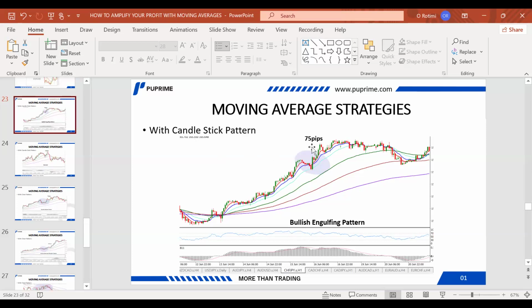Now we want to combine the moving average with a candlestick pattern. You can see the place that is highlighted blue. The moving average here is giving us an overview of the general trend, which you can see is bullish. Within that bullish uptrend, we can see a bullish engulfing candlestick pattern, and that indicates a further bullish movement in price, which generates 75 pips.